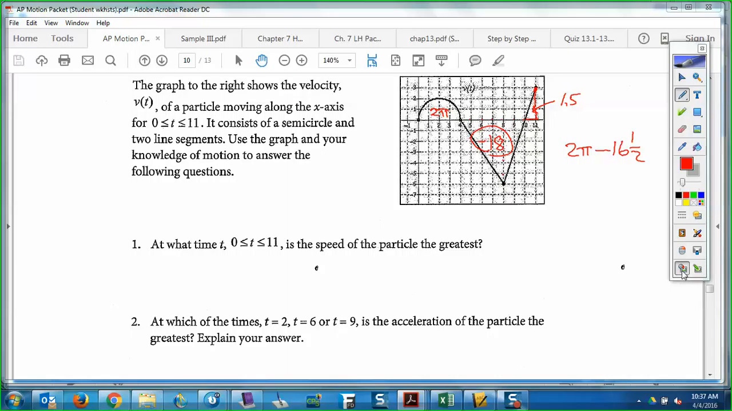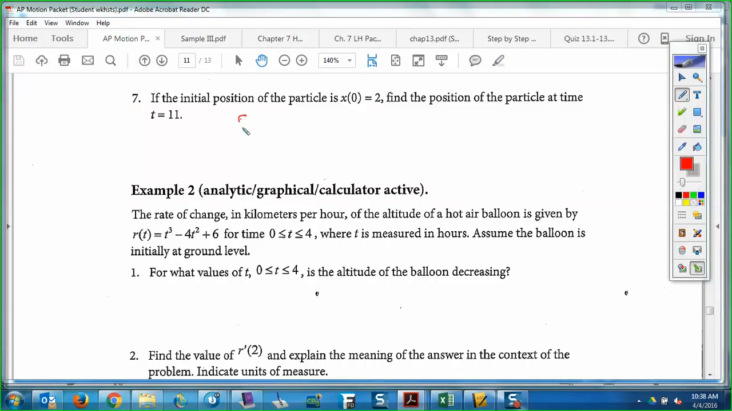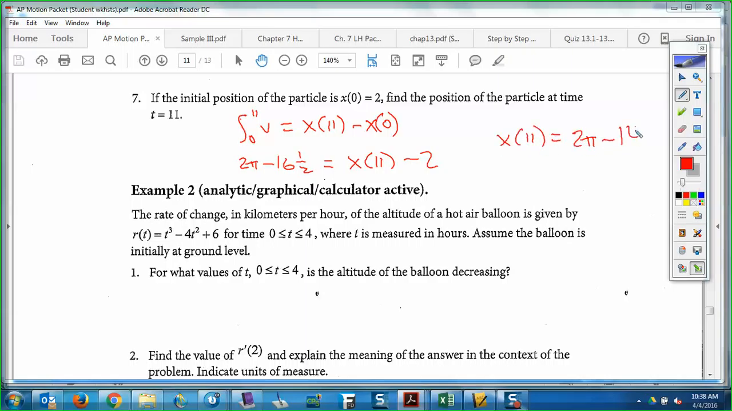Okay. So back to this page. So what did we have? We had the integral from 0 to 11 of v was x of 11 minus x of 0. So this was 2 pi minus 16.5 equals x of 11 minus, and what's x of 0? 2. So add 2 onto there. X of 11 would be 2 pi minus 14.5. Agree with that? There you go.